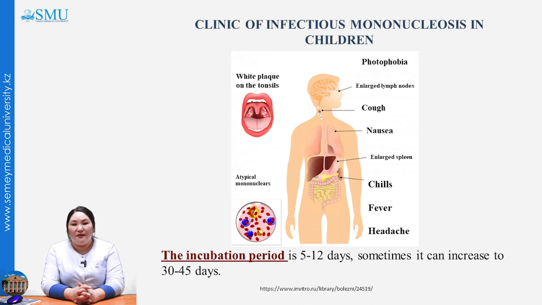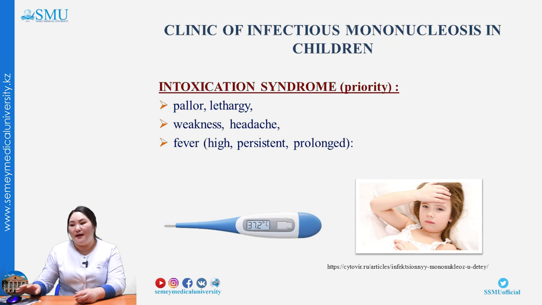The clinical manifestations of infectious mononucleosis are very varied and characterized by polymorphism. The incubation period is mostly 5-12 days, sometimes it can extend to 30-45 days. In the clinical picture of the disease, we can isolate several syndromes. First and primary of them is, of course, intoxication syndrome.